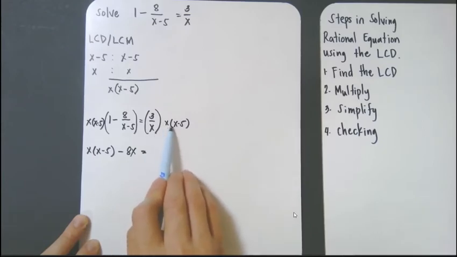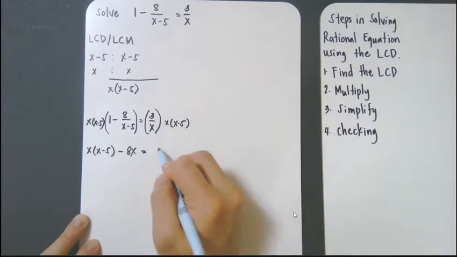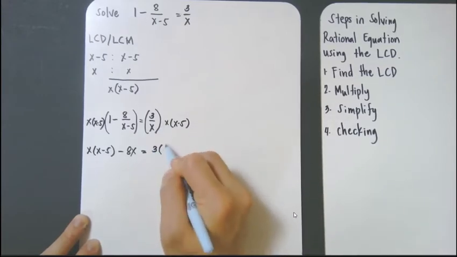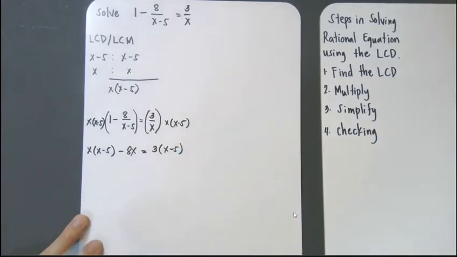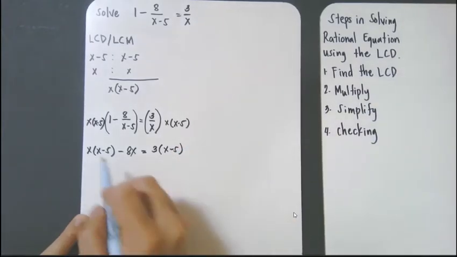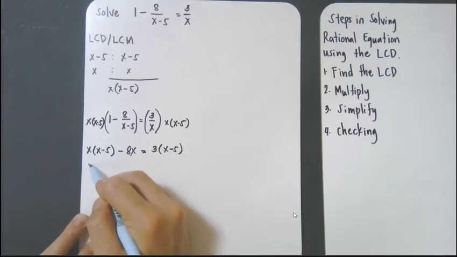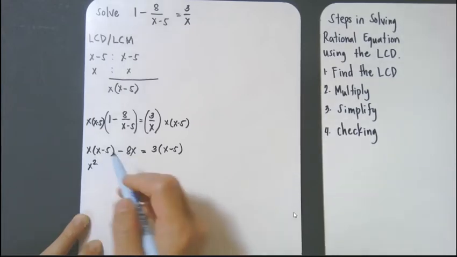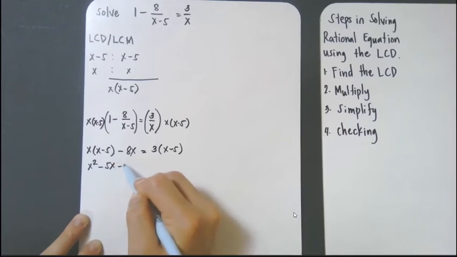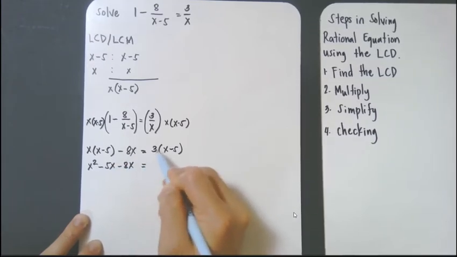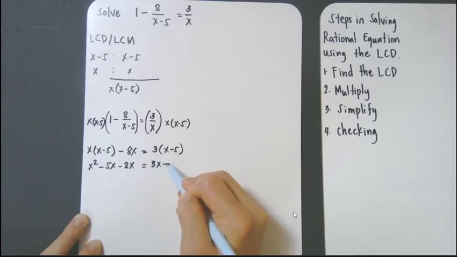Is equal to, okay, now we solve the right side of the equation. So here we have x times x minus 5 times 3 over x. So we cancel out our x. And now we're left with 3 times the quantity x minus 5. Okay, now let's simplify this. Distributive property here again. So x times x, that is x squared. x times negative 5, that's negative 5x, minus 8x is equal to 3 times x, that's 3x. Then 3 times negative 5, that's negative 15.